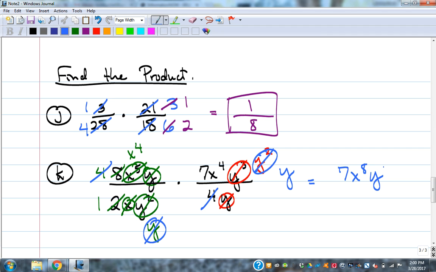Nothing. There's 1. Because everything, look here, everything on the bottom is canceled out. So there's nothing there. Technically, there's a 1 there, but dividing by 1 is understood when you write it that way.